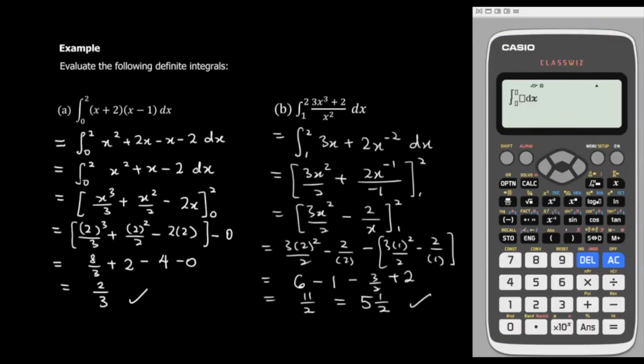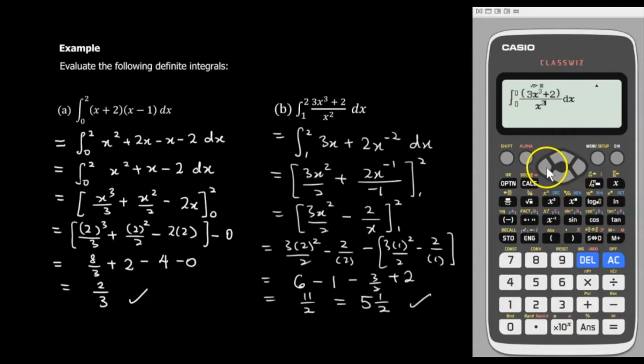Now I'm going to show you how to use the Casio ClassWiz calculator to double check your answer for B. So let's key in. Put bracket, and then 3, and then x, and then cube. We use this button, so power 3, and then go to the right, plus 2, and close bracket. Then we use the fraction button, over x squared.